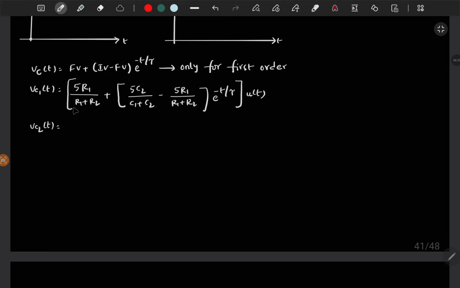Since the transient is happening at t equal to 0, we have written this expression for t greater than 0. Similarly, Vc2 is final value plus initial value minus final value.